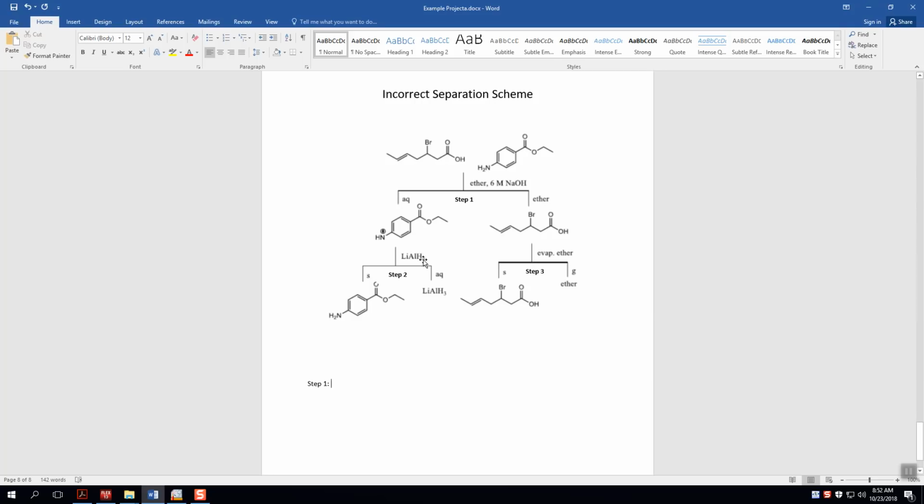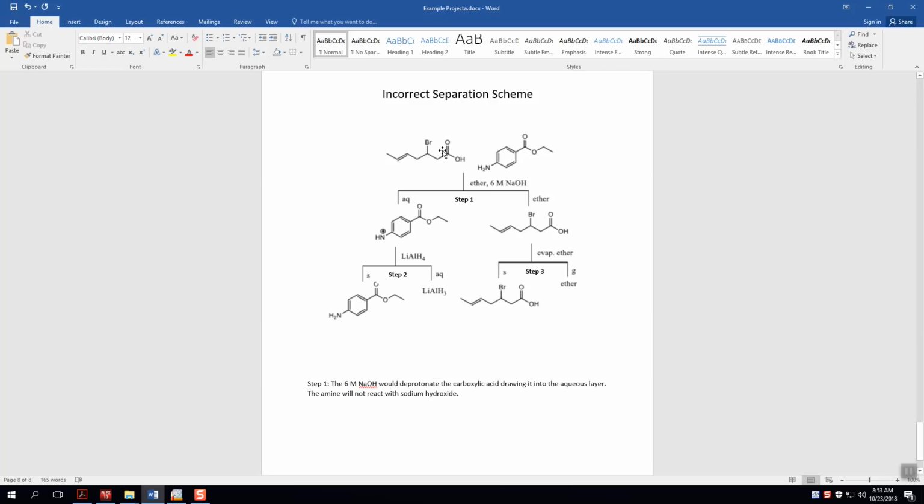So in this case, the problem is the 6 molar NaOH would deprotonate the carboxylic acid, drawing it into the aqueous layer. The amine will not react with sodium hydroxide. So those are the 2 problems there.